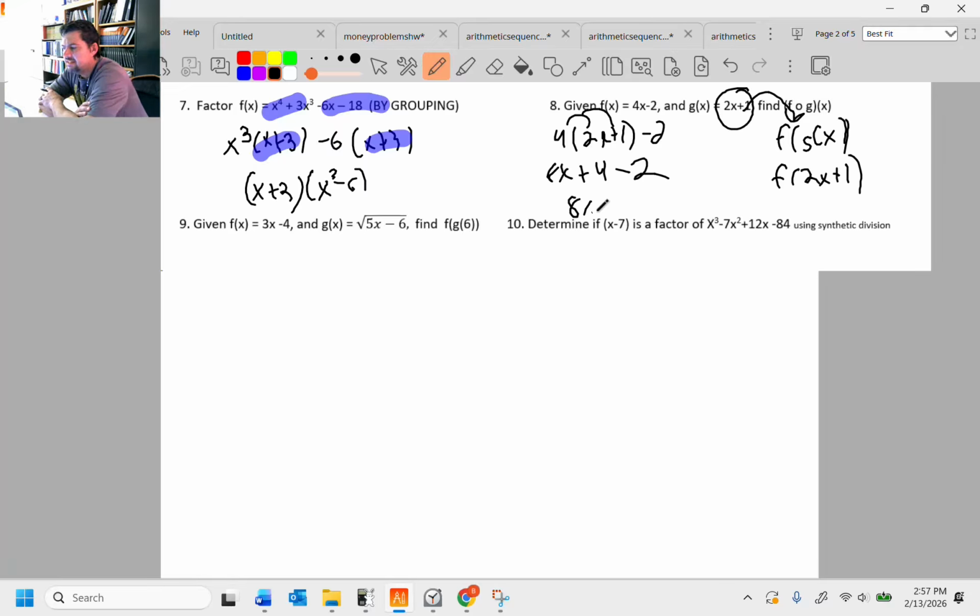8x plus 2, done. It didn't say set equal to 0. 1 in 3 of my kids try to set this thing equal to 0. That's not what this is.